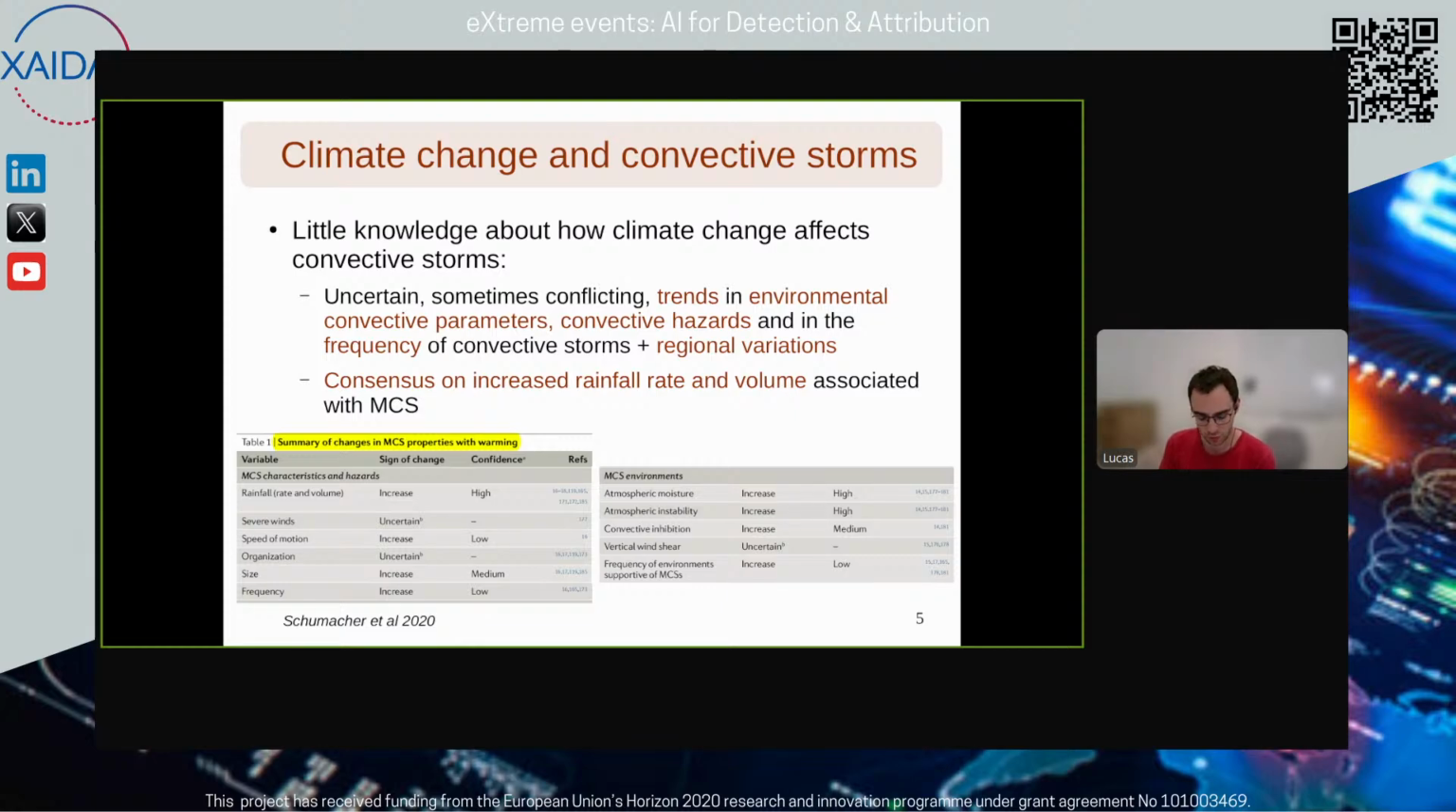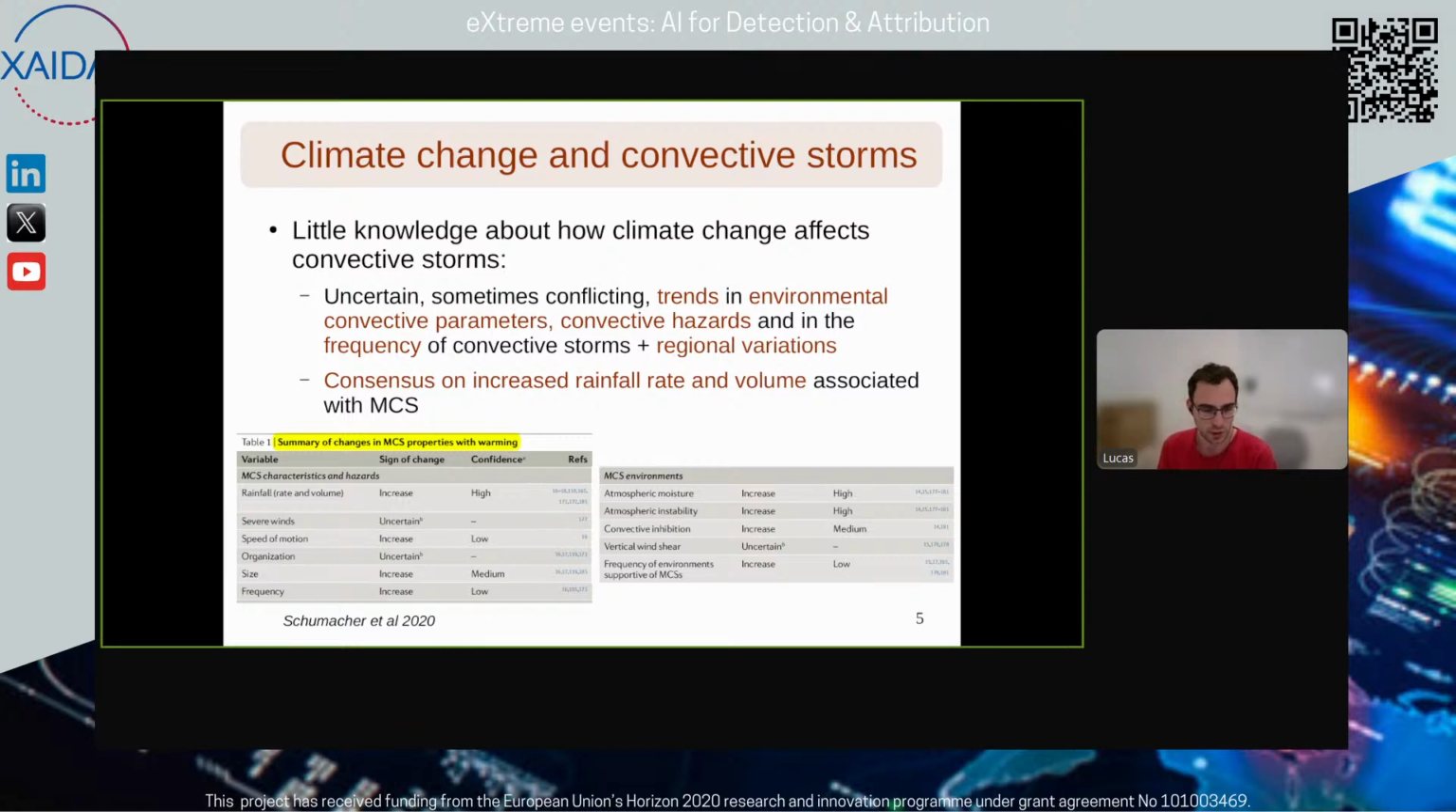Specifically, there are uncertain trends in, for example, convective parameters, such as ones that characterize the convective instability. But also when we study trends in convective hazards, for example hail or wind, or more directly the frequency of convective storms, we don't have very strong conclusions, and when we have some, they are sometimes conflicting and depend on the region we are interested in.